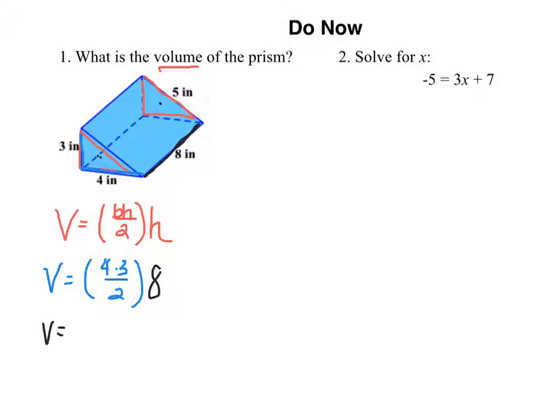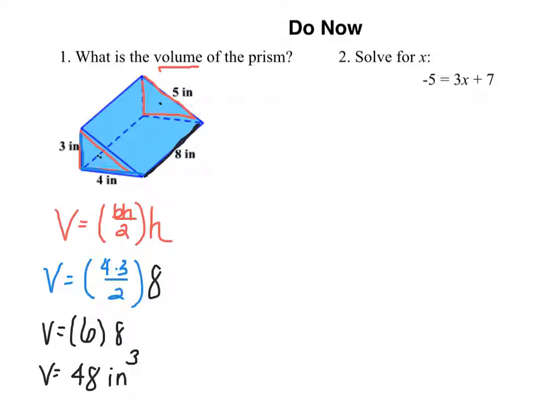In my parentheses first, 4 times 3 is 12. 12 divided by 2 is 6. And 6 times 8 is 48 inches cubed. Remember, volume is now measured in cubic units.